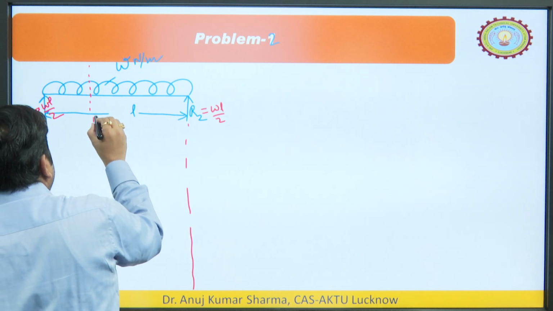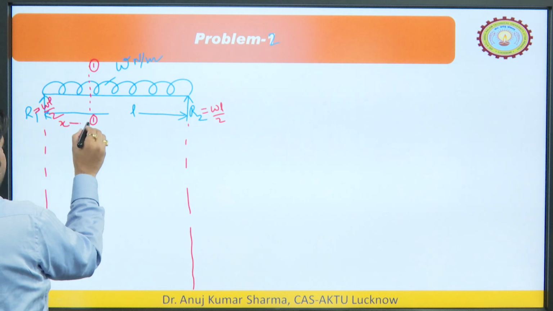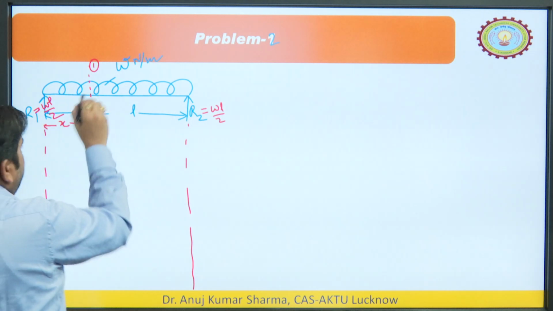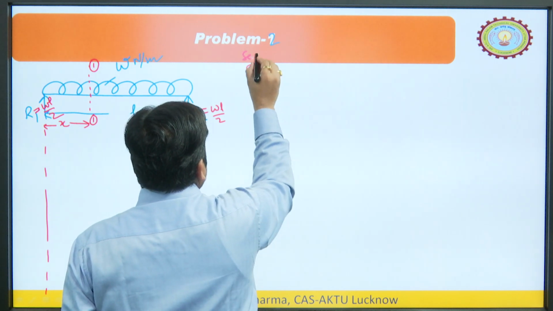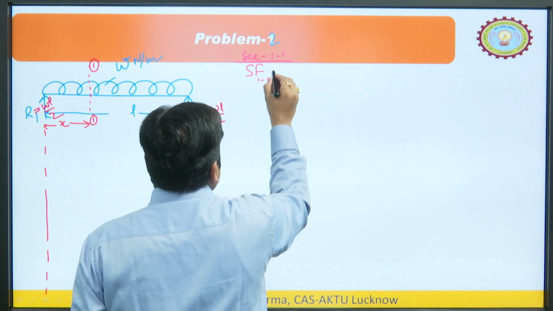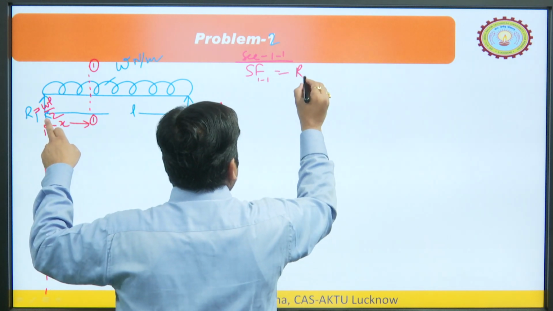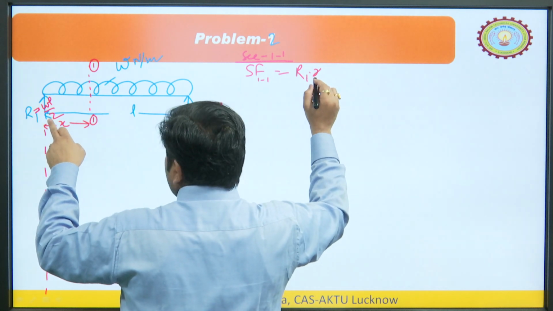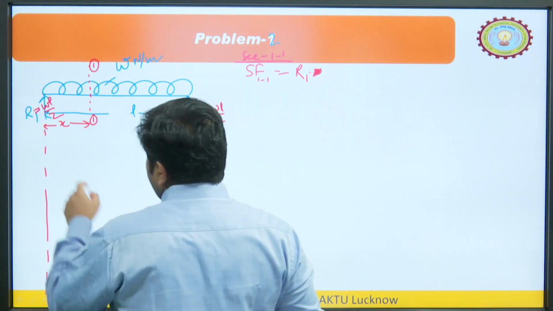Now, you can take one section. Let us say this is the section 1-1 at a distance of x from here. So, what would be the shear force at this point? Shear force, so you can write the heading section 1-1. Shear force 1-1 is equal to, that would be how much? So, this is only R1, R1 upward.